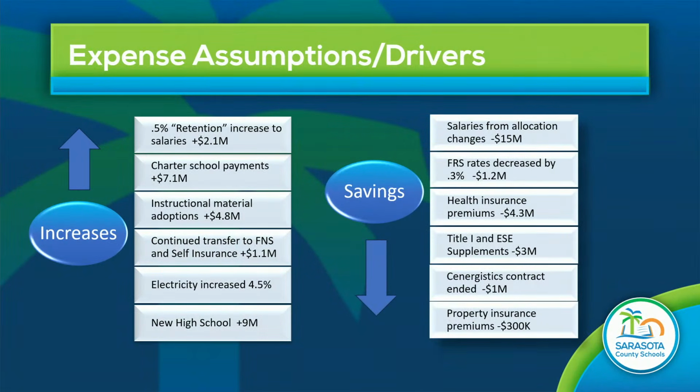Our Title I and ESC supplements, we did renegotiate that in impact bargaining, and that will net us a savings of $3 million. We ended a contract with Synergistics Energy Management, saving us $1 million, and our property insurance premiums will decrease about $300,000.